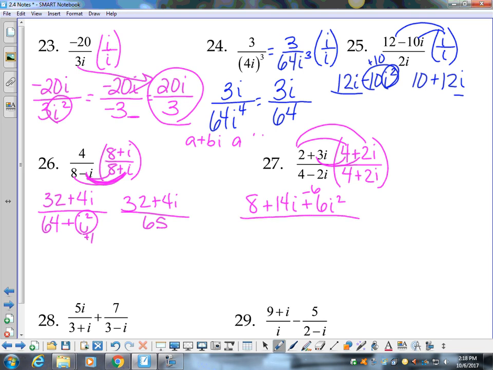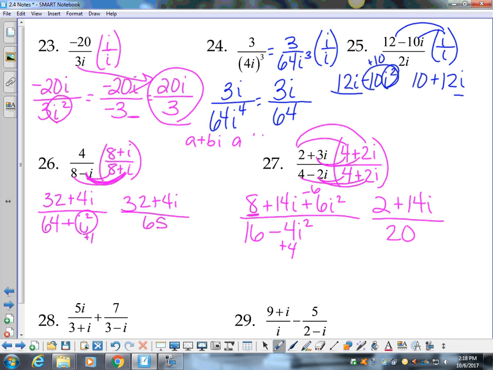The bottom, I'll clean that up in a minute. The bottom's going to be 16. And check this out. That's a positive 8i and that's a negative 8i. They're going to cancel. That's why we did this. Then this is going to give me a minus 4i squared. i squared is going to make that a plus 4. So now it's clean. On top I have an 8 and a negative 6, so that's a 2. And then plus 14i. And the bottom's going to give me a 20.